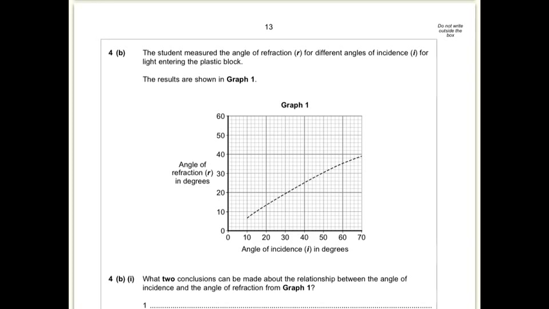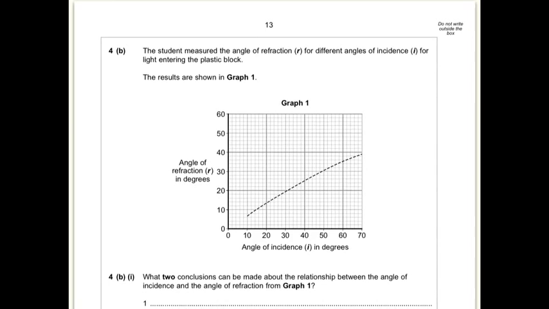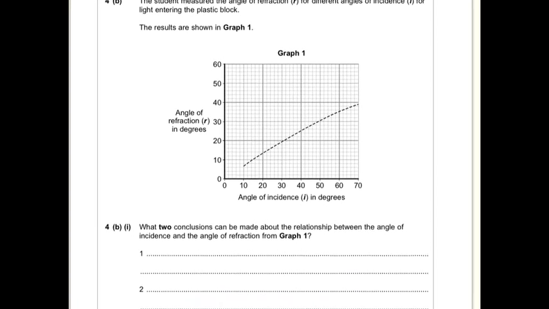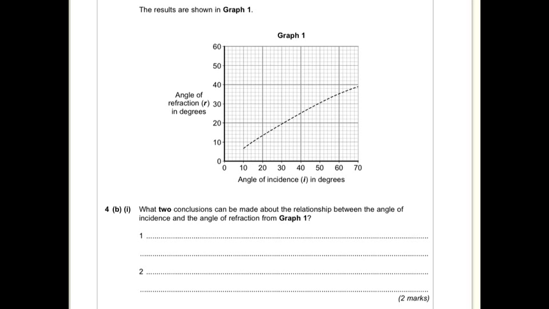Part B. The student measures the angle of refraction for different angles of incidence entering the plastic block. What 2 conclusions can be made about the relationship between the angle of incidence and the angle of refraction from graph 1? Well, as you can see, as the angle of incidence increases, the angle of refraction also increases. So that's 1. As angle of incidence increases, so does angle of refraction.